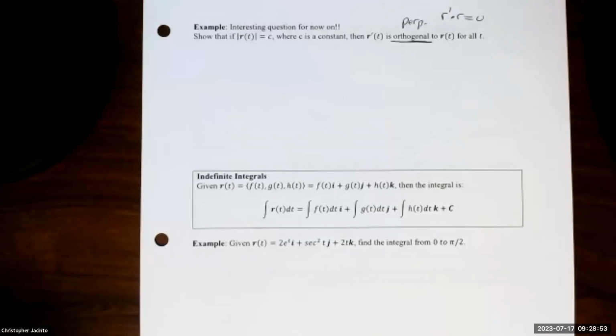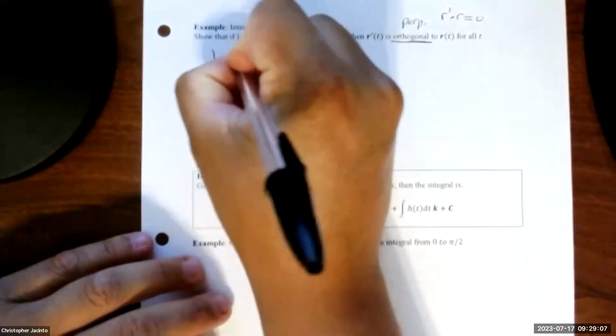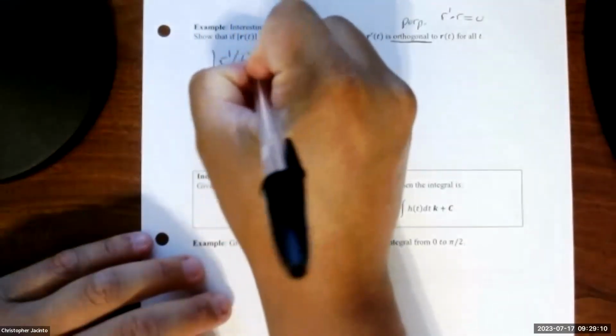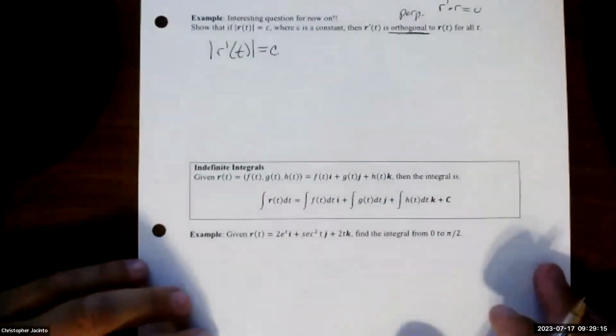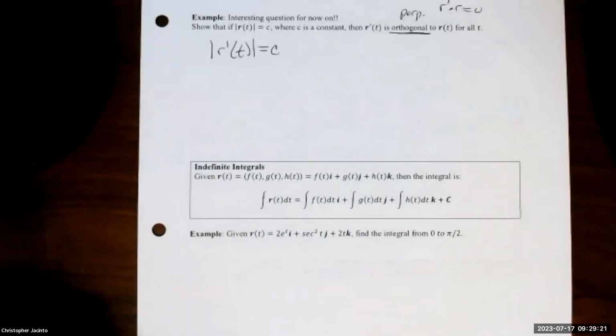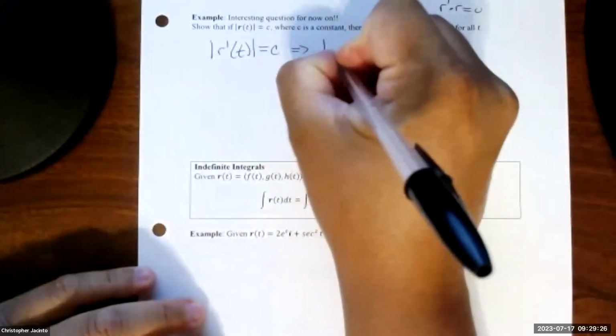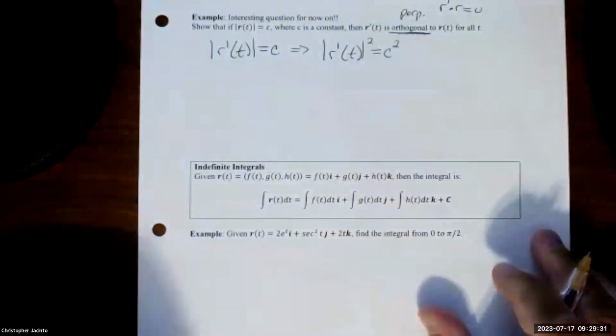So if I multiply their respective components, I actually get 0. And that's what we want to do, given this being true. So we're going to start with that. We're given that the length of r is equal to some constant c. Okay. Well, what if I just square both sides? Like that.